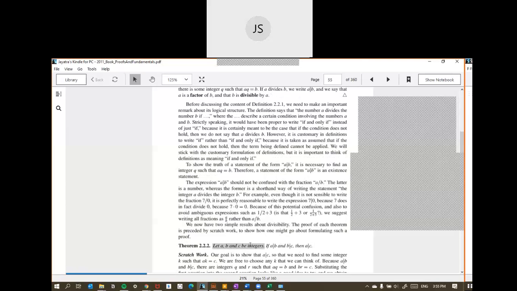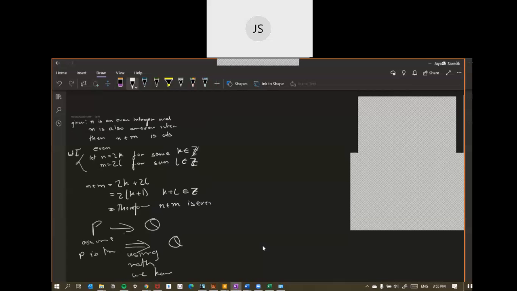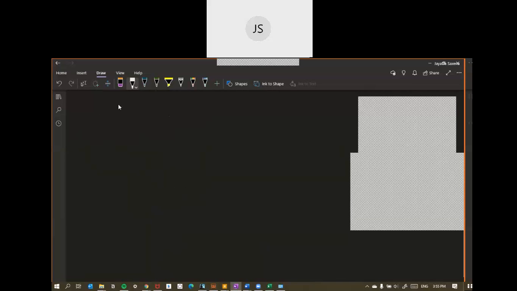Now we will look at theorem 2.2.2. That is, let A, B, and C be integers. If A divides B and B divides C, then A divides C. This is going to be a simple proof. This is going to be another example of a direct proof. So let me write this down.